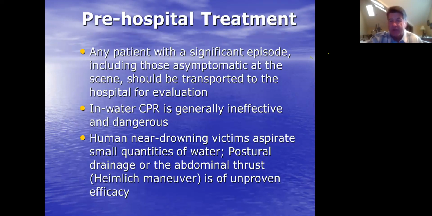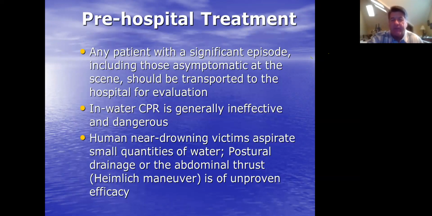In-water CPR is very, very ineffective. You'll see it in movies, but you've got nothing to push against, so get that person out of the water as soon as you can, and get them on ground to begin CPR.